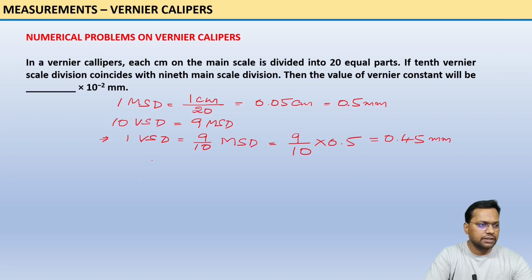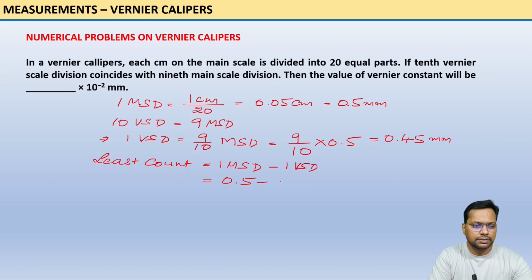Therefore, we can find out the least count. The least count is equal to 1 main scale division minus 1 Vernier scale division. Okay, that is equal to 0.5 minus 0.45, that is equal to 0.05 millimeter. Okay, so what we need to do, we need to find out the same value in terms of 10 power minus 2.